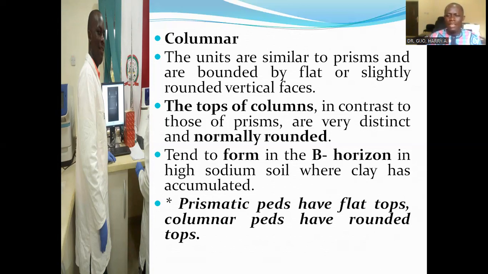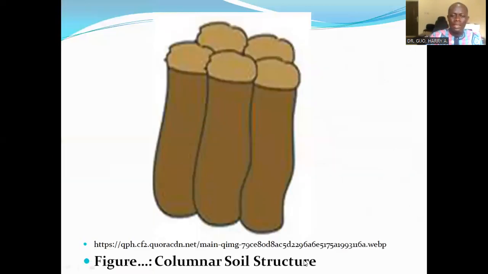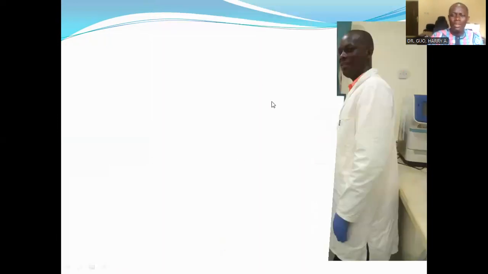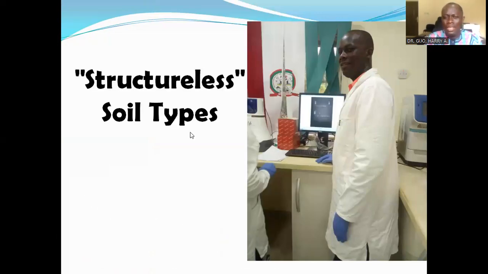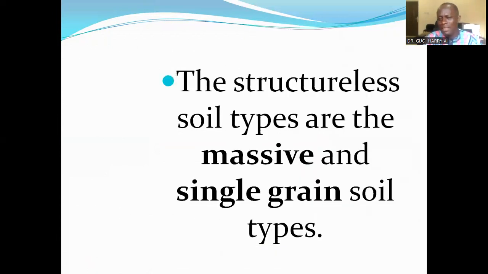The basic distinction between the prismatic peds and the columnar peds is that the prismatic peds have flat tops while the columnar peds have rounded tops. This is a picture of a figure showing the columnar soil structure having rounded tops in contrast to the prismatic structures. Now, we also have the structureless soil types.